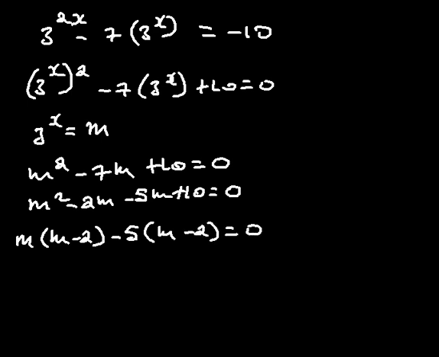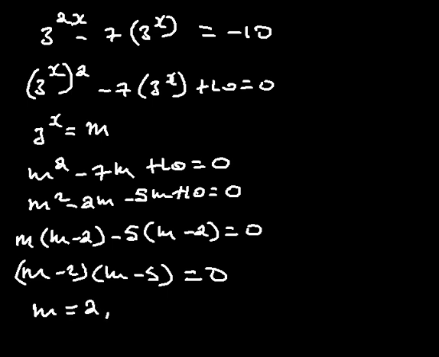So make sure you understand factorization, the factor method of quadratics, and how to factorize quadratic equations. In this case we have m minus 2 times m minus 5 equal to 0. Then you have m being given as 2, and m being given as 5.